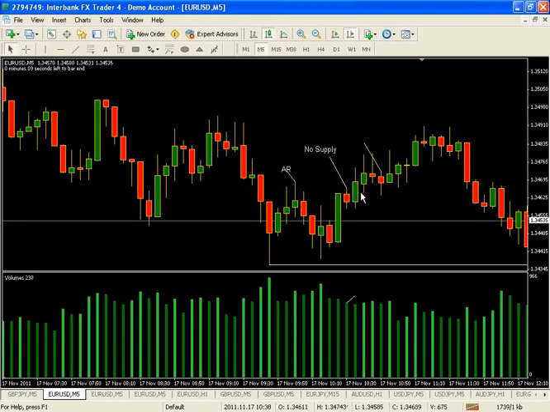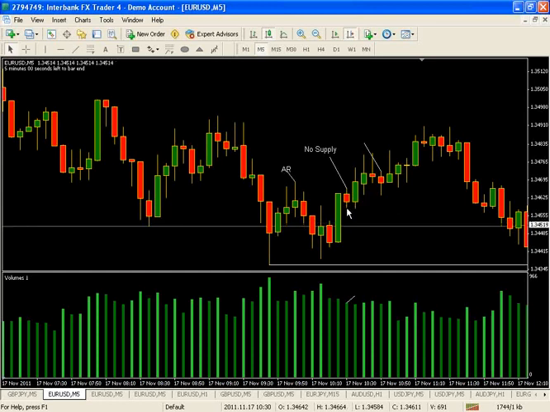If price were to sit here for a couple of candles and then confirm, that's valid. But as long as there's no close below this initial low that's made here.